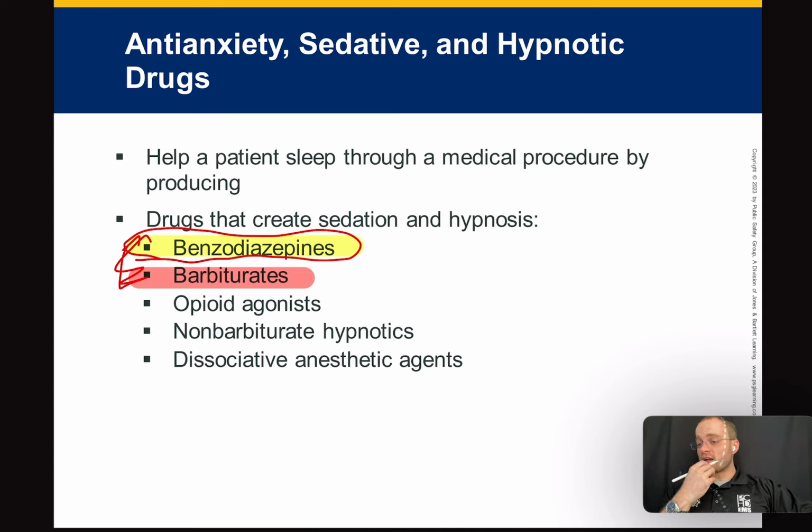Opioid agonists: again, narcotics like morphine or fentanyl, we can produce sedation and hypnosis with those drugs. Non-barbiturate hypnotics would be like Ambien, a sleeping pill, zolpidem. Dissociative anesthetic agents. This would be ketamine. Ketamine causes dissociative amnesia.